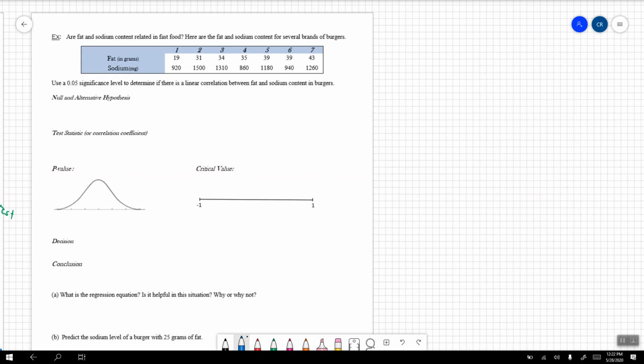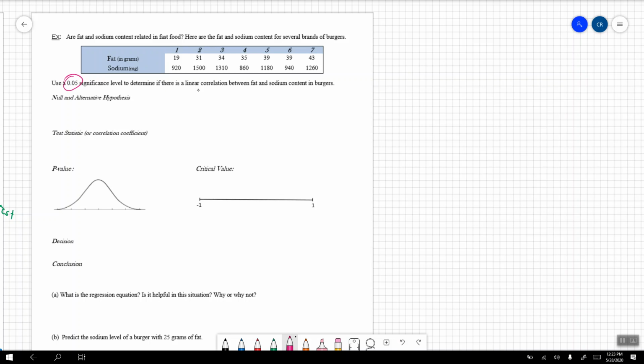We're going to be looking at this example that says: are fat and sodium content related in fast food? So here are the fat and sodium content for several brands of burgers. They have a total of 7 brands of burgers, so 1, 2, 3, 4, 5, 6, 7, and we have fat given to us in grams, and sodium given to us in milligrams. And we now want to use a 0.05 significance level. That's one of the important items here.